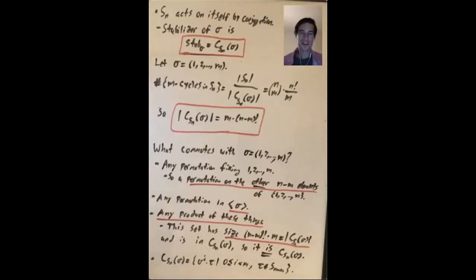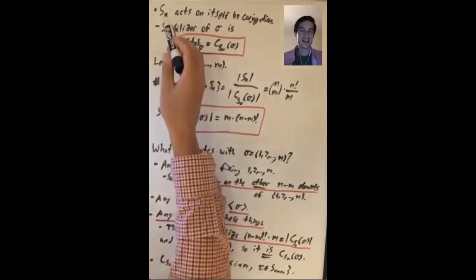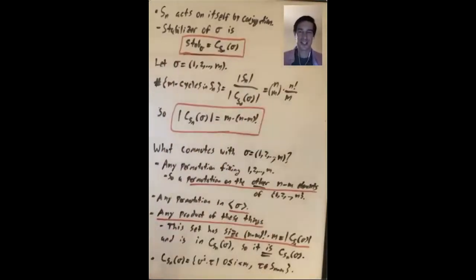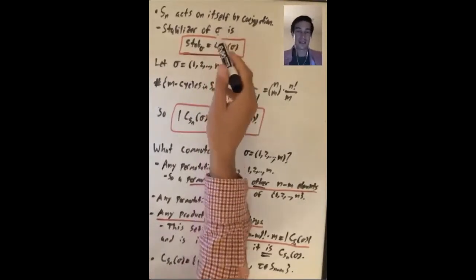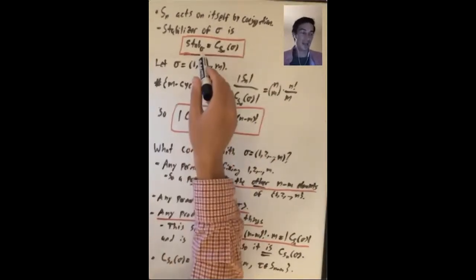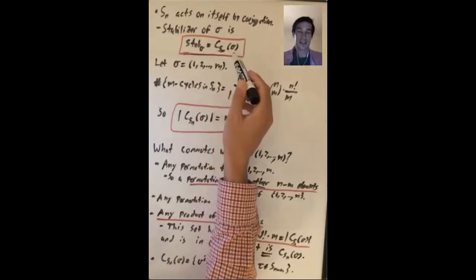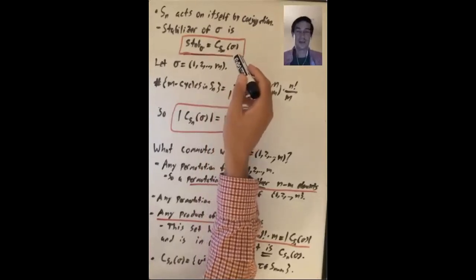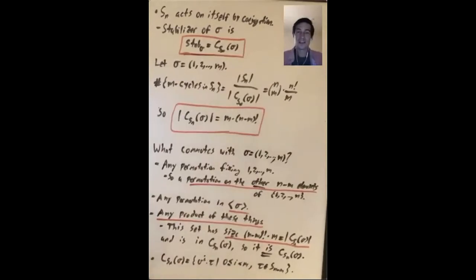Before we talk about what the centralizer of an m-cycle in Sn is, let's remember why we might be interested in such a thing. So Sn acts on itself by conjugation. And with an action of a group on itself, what is the stabilizer of an element? It is the centralizer of that element. So if we want to know the stabilizer of the element sigma, that is understanding the centralizer of the element sigma in Sn.